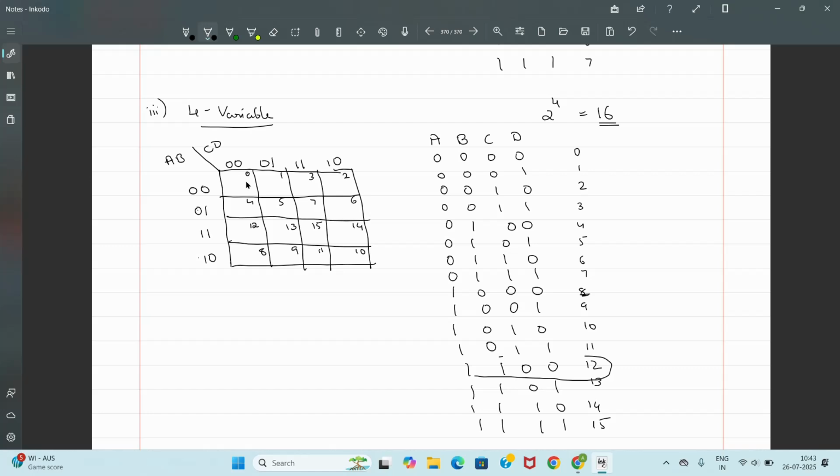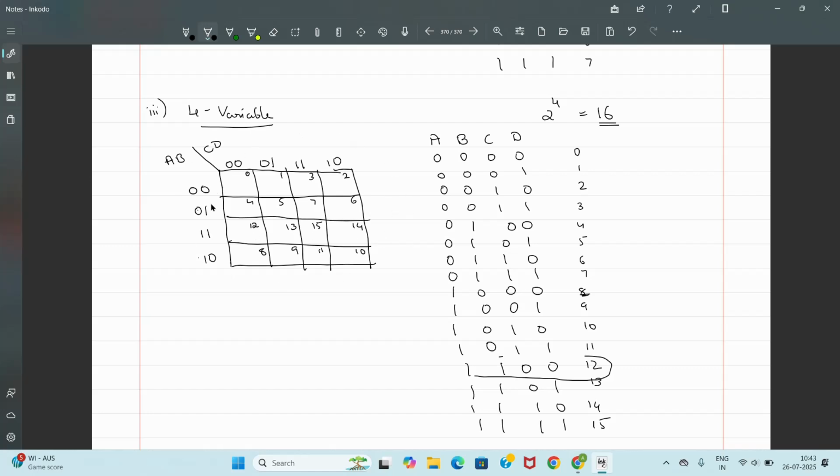So it will be easy to remember 0, 1, 3, 2. Or you can just remember 0, 1, 2, 3, 4, 5, 6, and 7. Jump, one jump in the end. And then 8, 9, 11, 10 comes in the lower part. Above that you have 12, 13, 15, and 14.